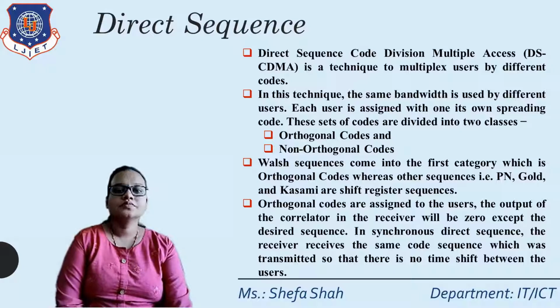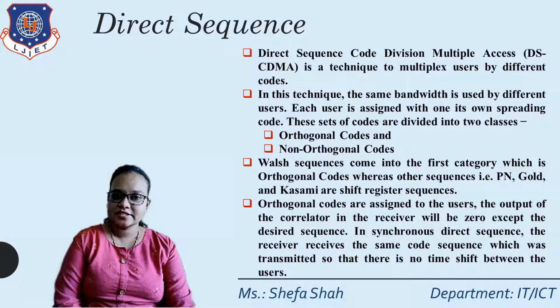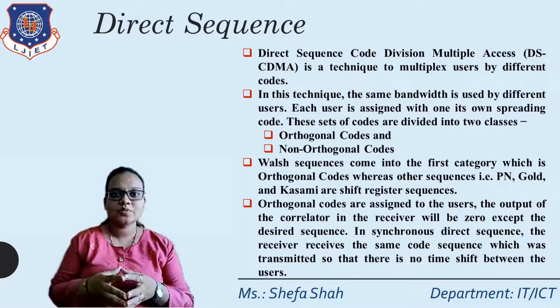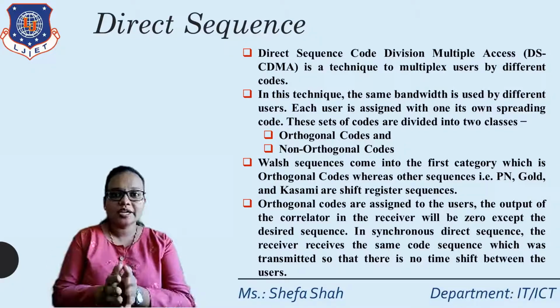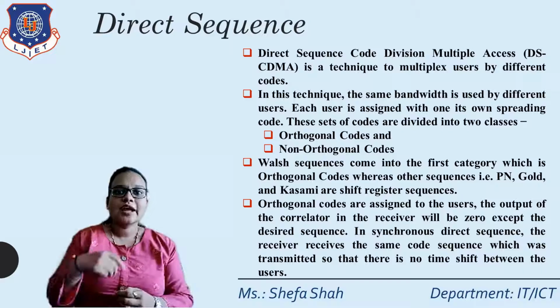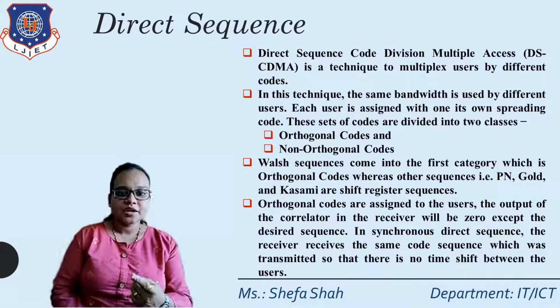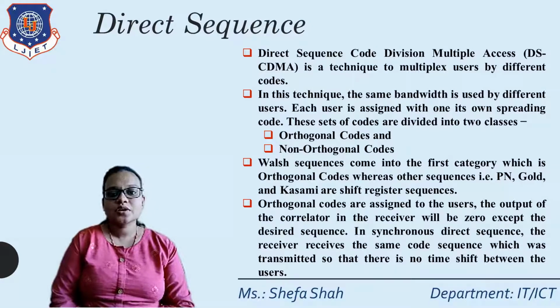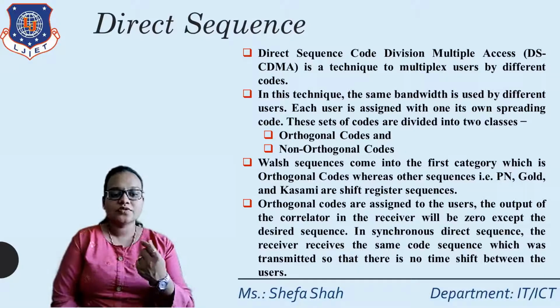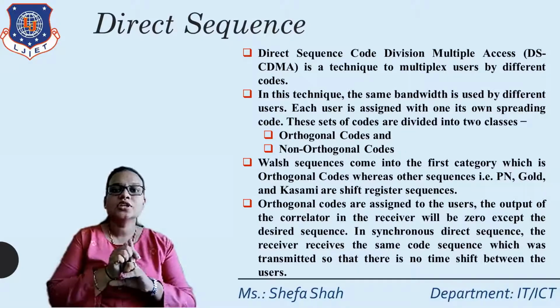Now, direct sequence code division multiple access, that is DS-CDMA, is a technique to multiplex users by different codes. What does direct sequence do? Each user will have a different code, so the users will be multiplexed with the help of these different codes, and they are transmitted over one channel. In this technique, the same bandwidth is used by the different users. Each user is assigned one spreading code, and these codes are divided into two sets: first, the orthogonal set, and second, the non-orthogonal set.